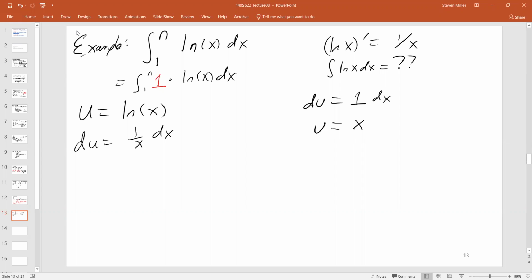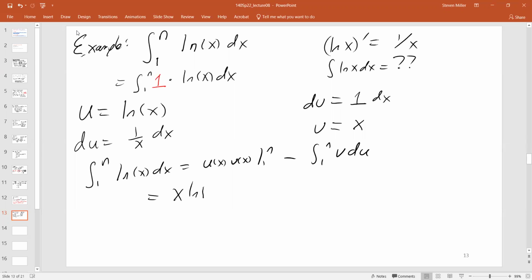So for what we're doing here, we have the integral from 1 to n of the natural log of x dx equals u of x v of x at 1 and n minus the integral from 1 to n of v du. So u of x v of x is going to be x natural log of x at 1 and n minus the integral from 1 to n of v du. Oh, what is v du?